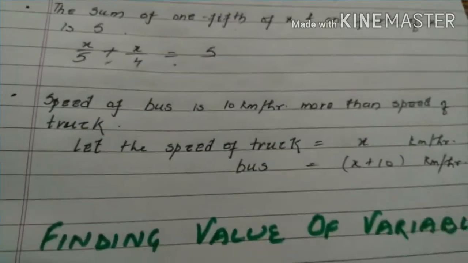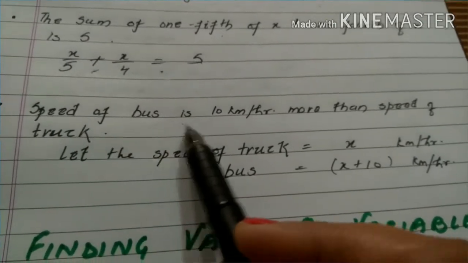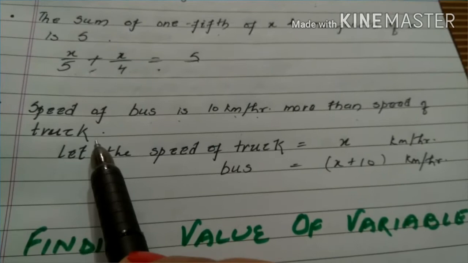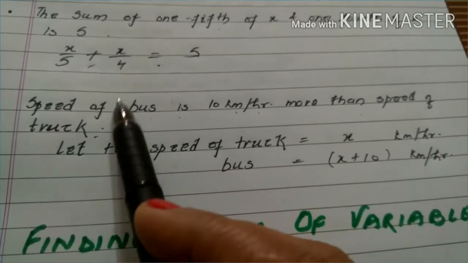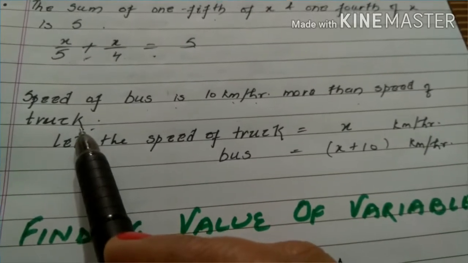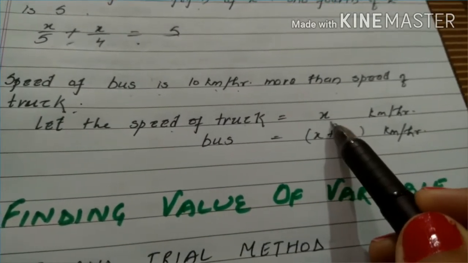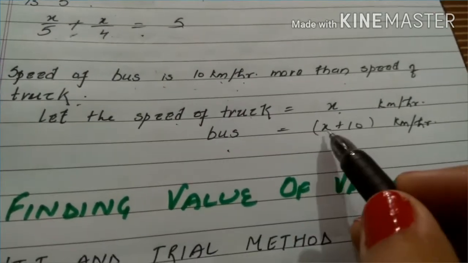So done. The last example in this is: speed of bus is 10 km per hour more than speed of truck. Here we can clearly see the comparison of the speed of the bus is given from the speed of the truck. So we take the speed of the truck as X km per hour. Bus speed would be 10 km more, so X plus 10.